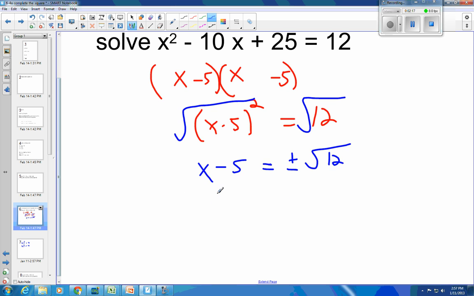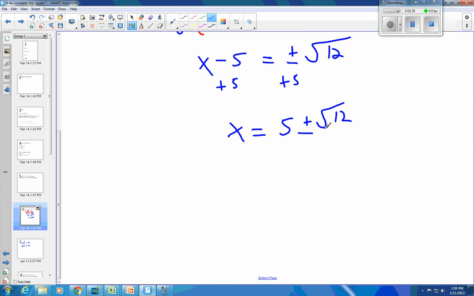Then to get x by itself, we would add 5 to both sides. And so x is going to be equal to 5 plus or minus the square root of 12. And don't get confused, that's not one thing. That actually says 2 different things. That says 5 plus the square root of 12, and it says 5 minus the square root of 12. And it's just a notation we use in order to show that we're doing the plus or the minus, and we don't have to write it twice.